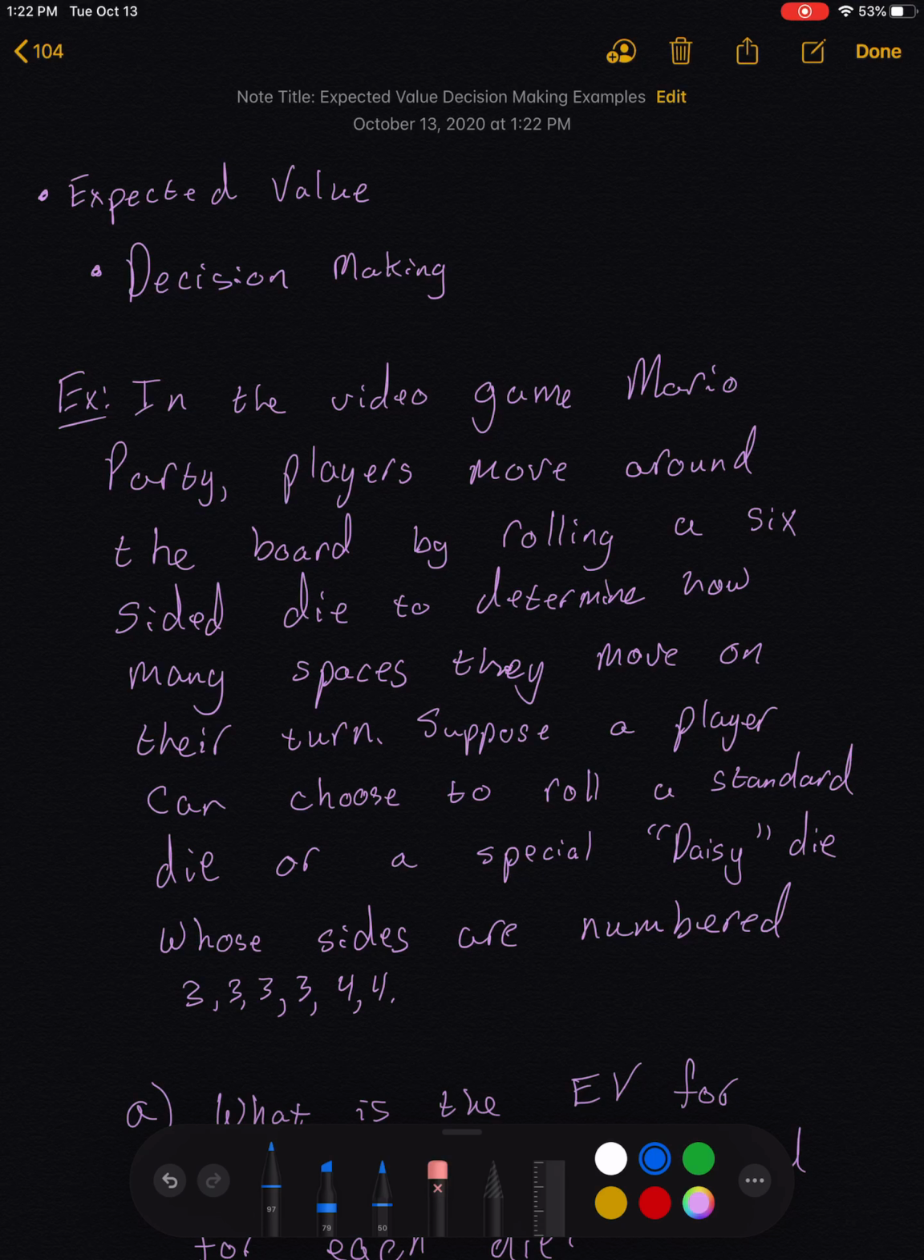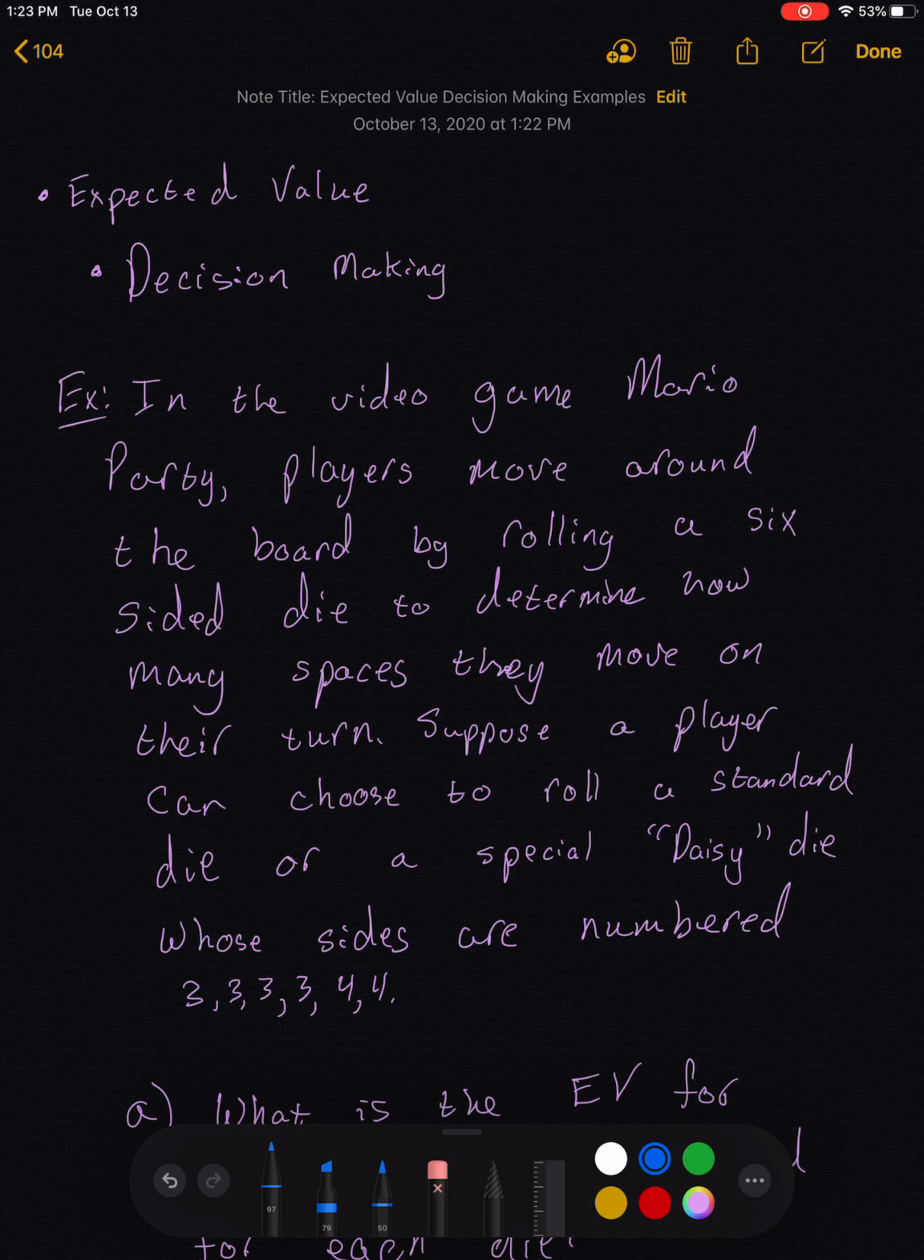Essentially, this is a video game that represents a board game where players move around the board, and different spaces on the board have different effects, and you gain or lose different things. The way you determine how far along the board you move on your turn is by rolling a six-sided die, and whatever number appears on the die is how far forward you move.